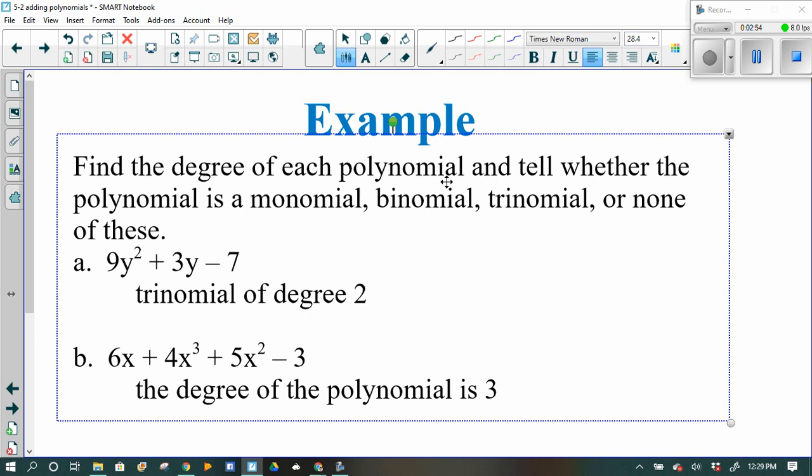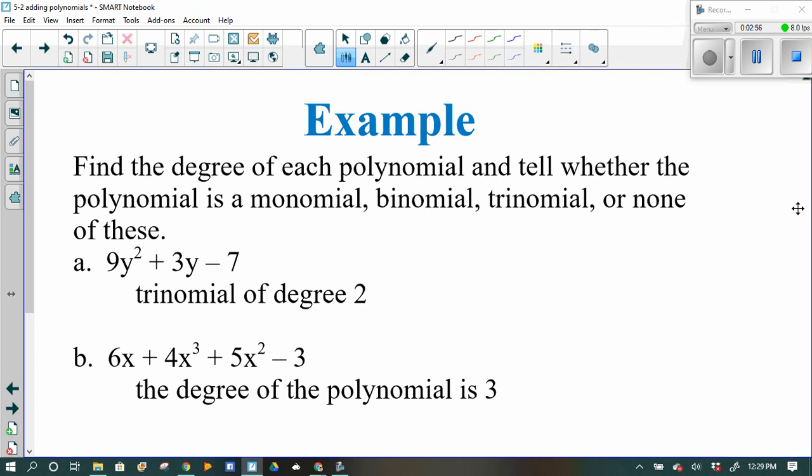So find the degree of each polynomial and tell whether the polynomial is a monomial, a binomial, a trinomial, or more. So for example, 9y squared plus 3y minus 7. This is a trinomial, and it has a degree of 2 because the largest exponent is 2. The polynomial 6x plus 4x cubed plus 5x squared minus 3 is a polynomial because there's more than 3 pieces, and its degree is 3 because the largest exponent is a 3.